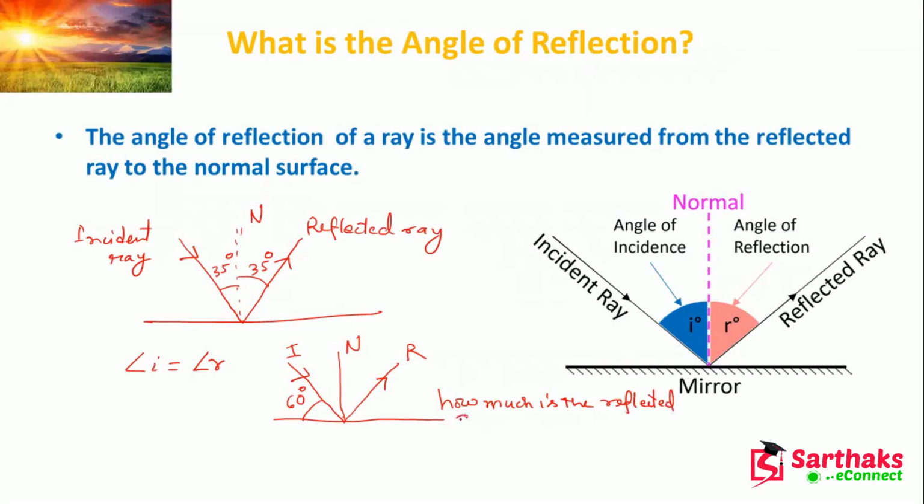So if this is 60 degree, because normal and the surface make a total of 90 degree, that means this will be our 30 degree, because angle of incidence equals angle of reflection. So now you are able to find out the angle of incidence or the angle of reflection if any one of them has been given to you. Clear?